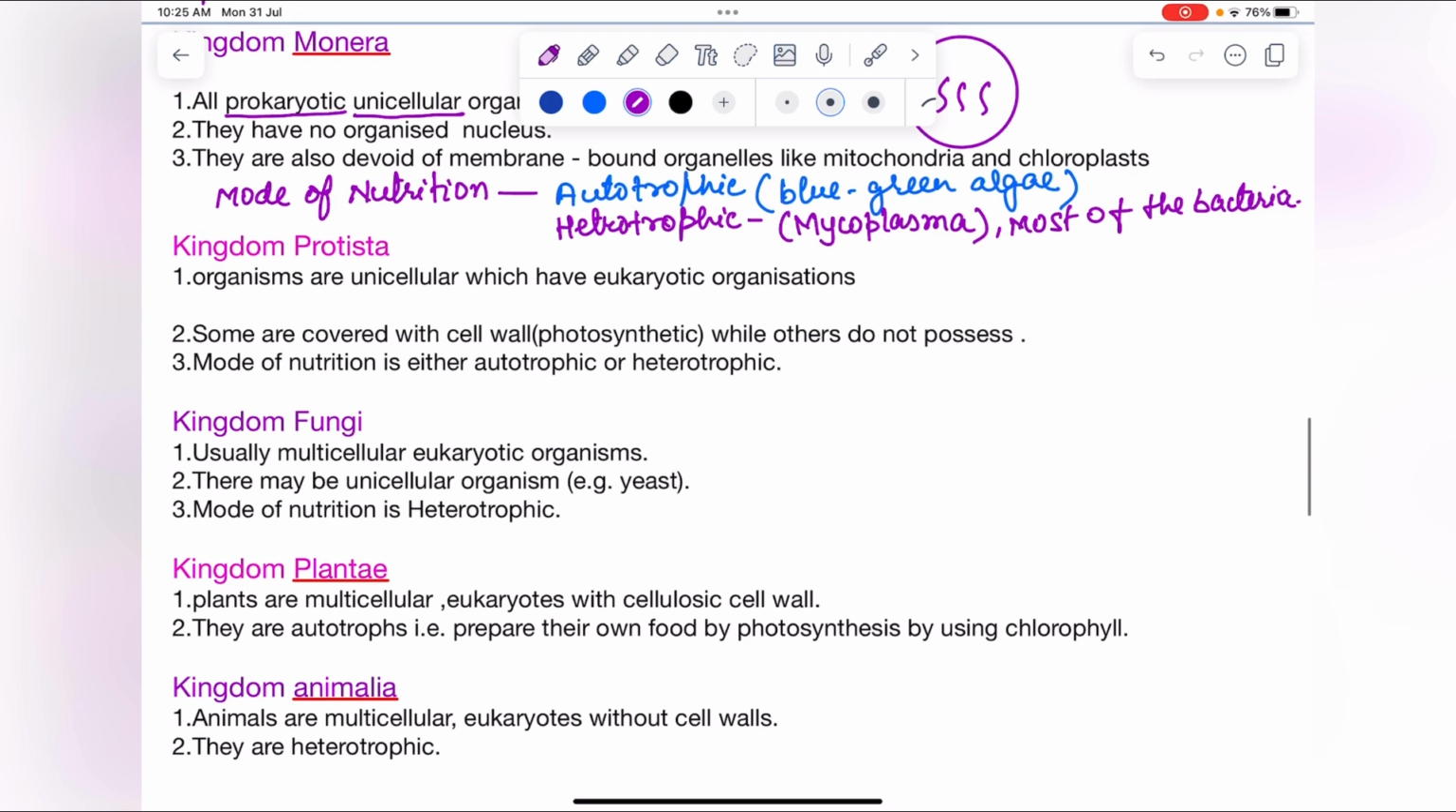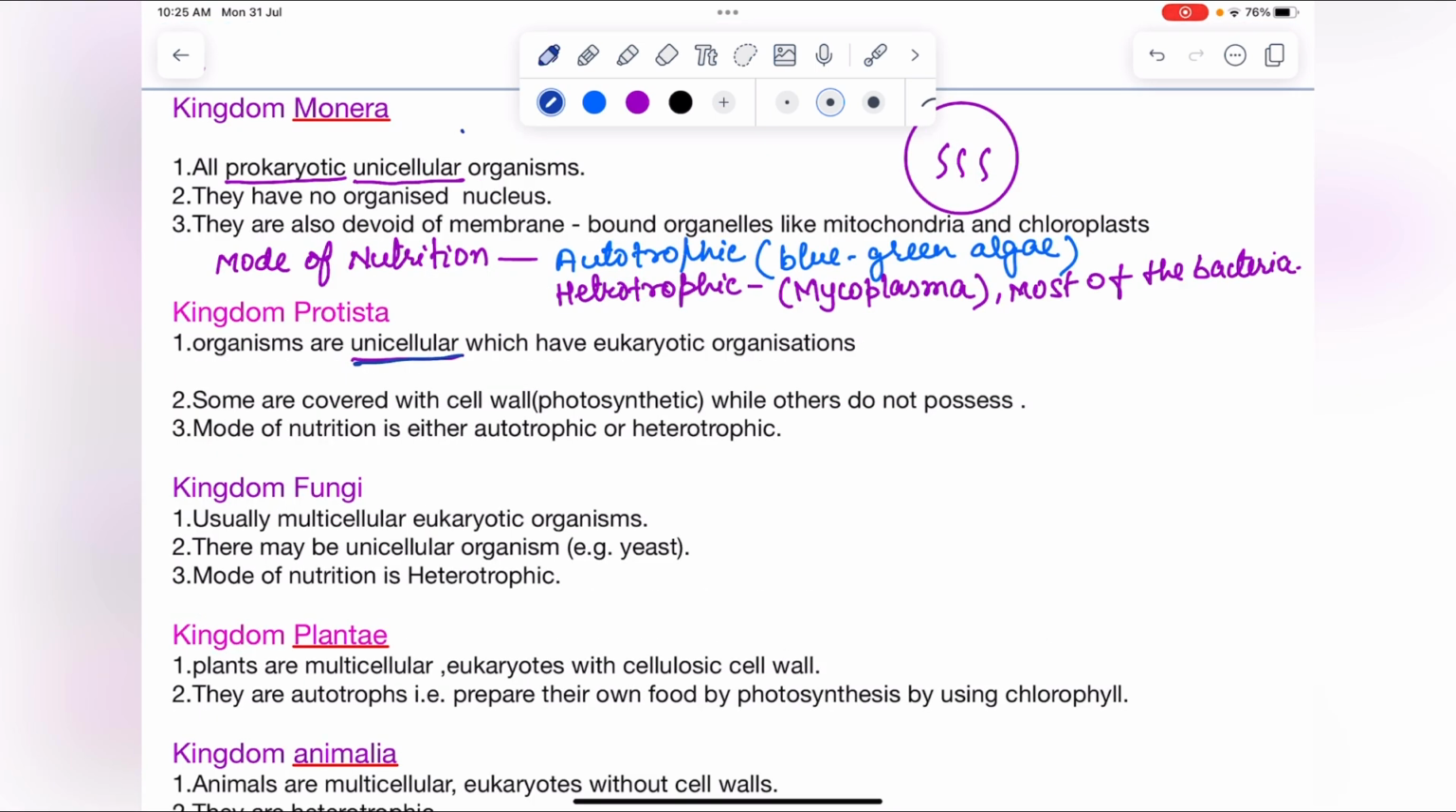Now, next is kingdom Protista. In kingdom Protista, the organisms are unicellular and have eukaryotic organization. Some Protistas are covered with a cell wall, mostly photosynthetic ones, while others do not possess it. An example will be chlamydomonas, while the others, like protozoans, do not possess one.